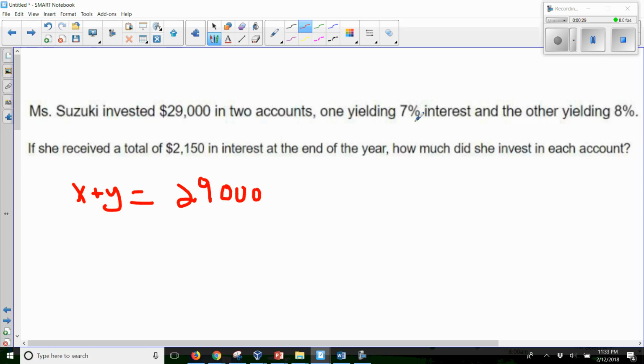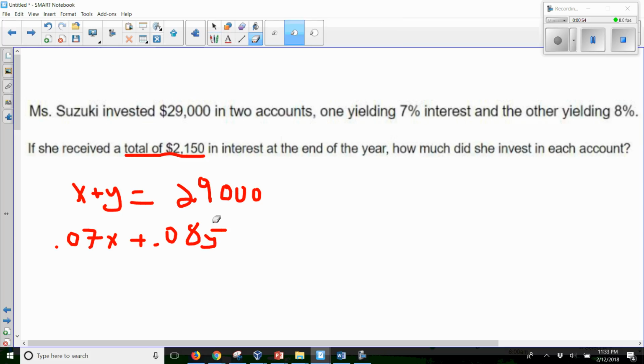One yielding 7%. Well, 7% is 0.07, and then times X. That'd be how much interest from the first account. And the other yielding 8%. So that'd be plus 0.08 Y. And it says she receives a total of $21.50 in interest. Then this is going to equal $21.50.